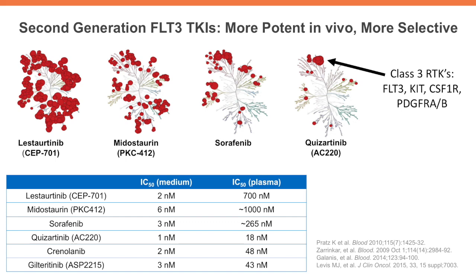As you can see, the top three drugs, which are relatively non-selective, are also relatively low potency in human plasma, meaning there's very little free drug present, and it's hard to actually inhibit target. By contrast, Quizartinib is the most potent FLT3 inhibitor to be developed to date, and in human plasma is able to inhibit FLT3 kinase quite potently at low nanomolar concentrations.